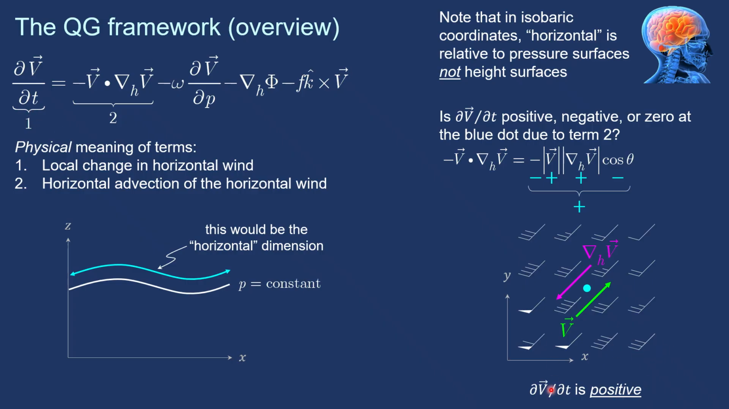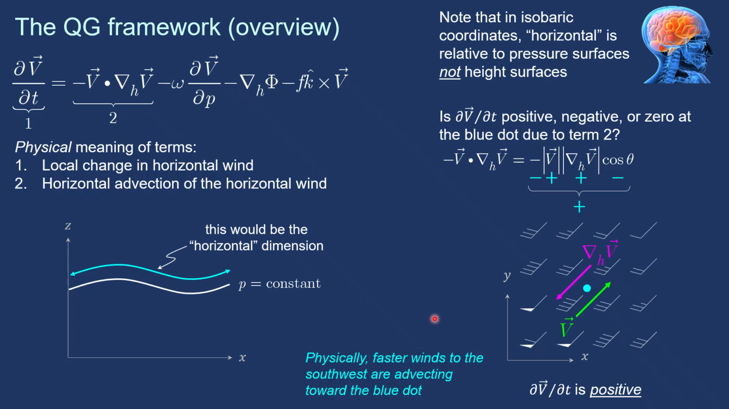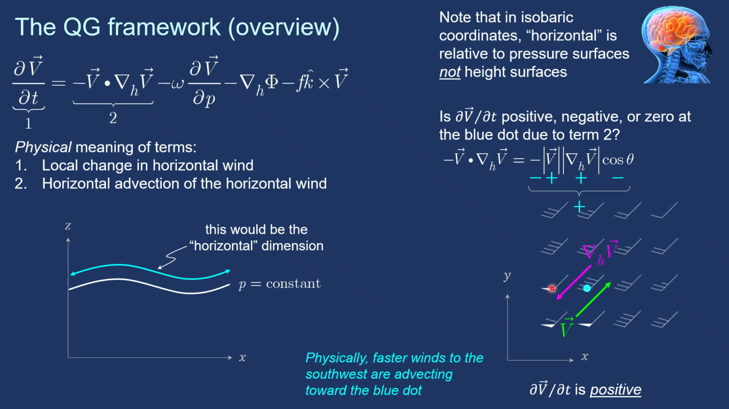And that suggests that the horizontal wind, which is v vector, is increasing at the blue dot over the course of time. And that makes physical sense because, looking at the picture, we can envision that faster winds, or higher momentum air to the southwest, is being advected toward the blue dot with time. So imagine taking this entire wind field pictured here and advecting it, or moving it, toward the northeast with time. So the wind at the blue dot gradually increases over time, which is the physical meaning of the positive value of partial v vector partial t. So that is how term 1 and term 2 interplay together.